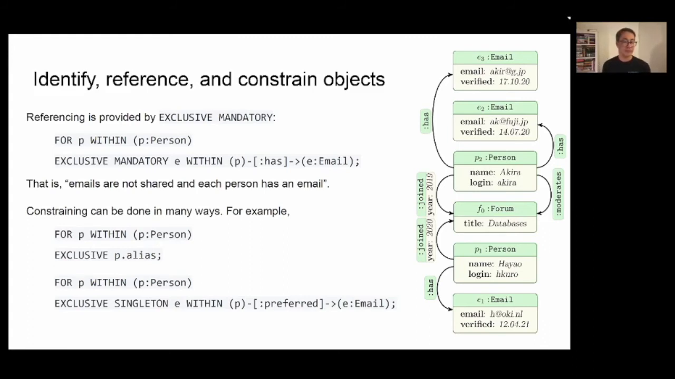And constraining can be done in many ways. So for example, we could say that for people nodes, their aliases are exclusive, or that for people nodes, the preferred email, so an email object associated with a person via a preferred edge, is exclusive, and there's at most one.